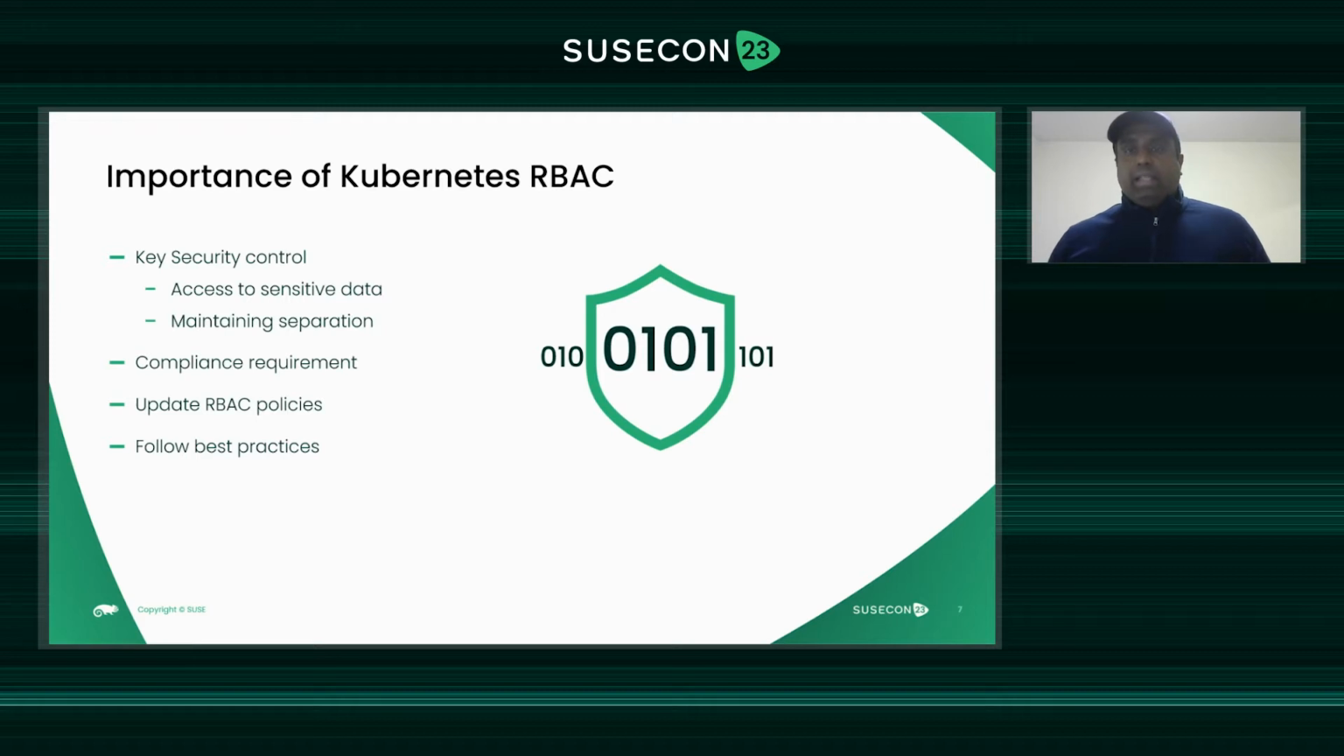Now, all these findings from these reports tell us that we need to pay more attention to Kubernetes RBAC. Why? Because Kubernetes RBAC is a key security control. Most of the workloads and clusters have sensitive data. Right? We need to make sure that users will have access only to the resources required to execute their roles. And of course, maintaining that separation. We don't want everyone to see everything. You should see only what you've been allowed to access. So, key security control when it comes to Kubernetes RBAC.